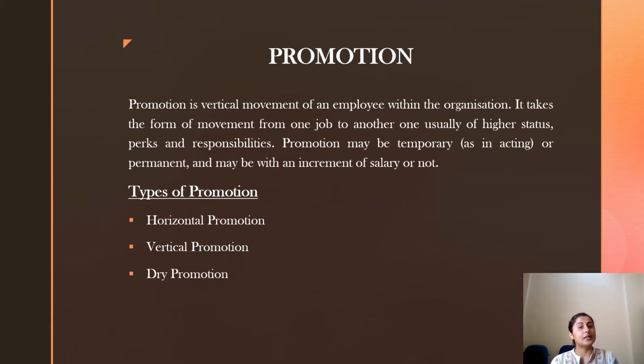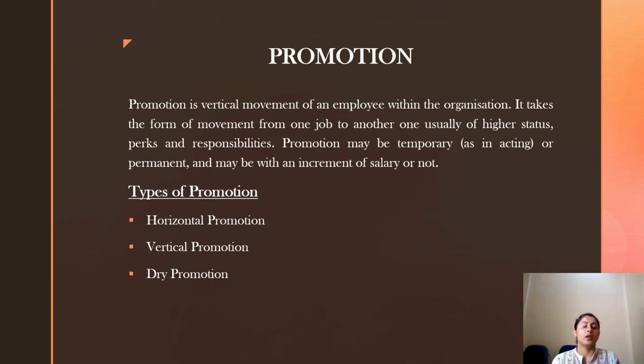Second is vertical promotion. Vertical promotion is when a particular employee is moved to a senior category job or a particular level or a particular main designation through which you can differentiate it. How will you differentiate it? We can differentiate it on the basis of responsibilities, different kinds of duties, salaries, perks. These are the things that differentiate their current designation from that particular designation.